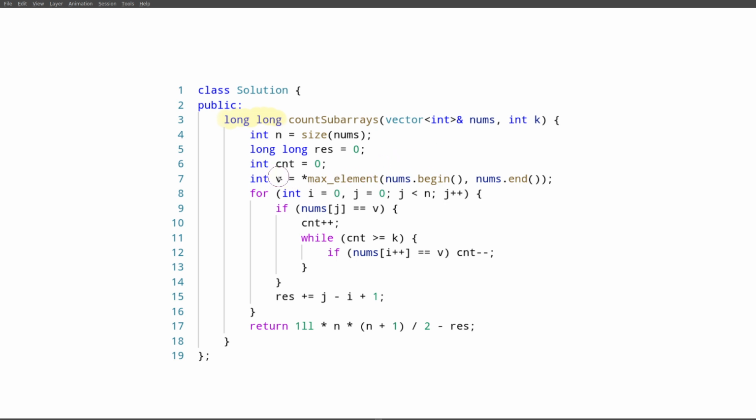So the first step is to determine our interesting value v, which is max_element in nums. And of course, since this is an iterator, we have to dereference it.